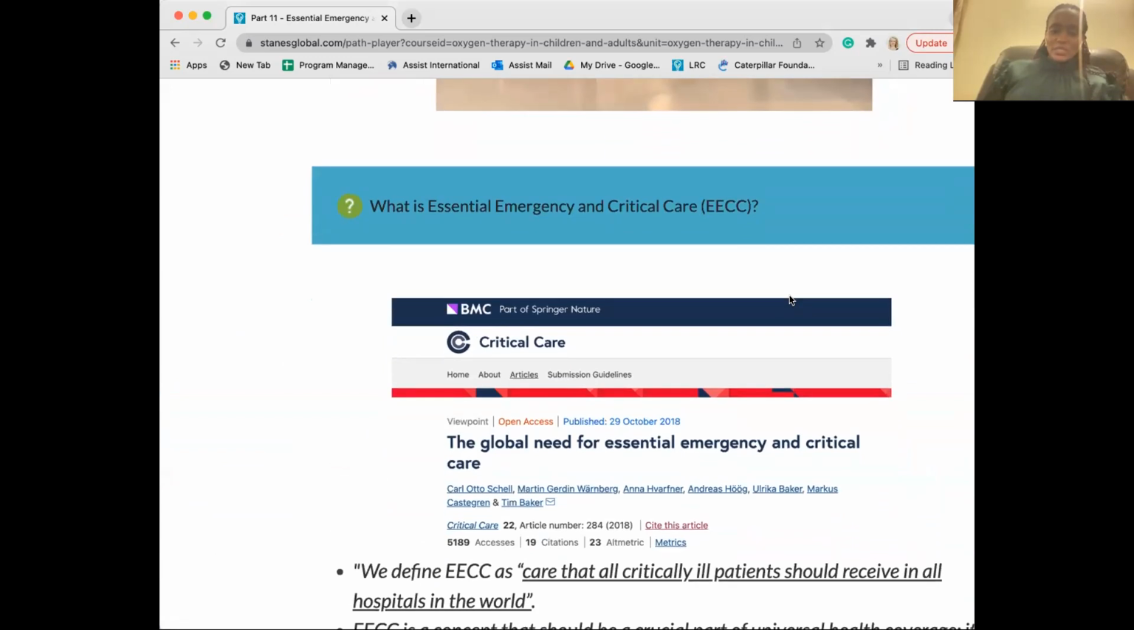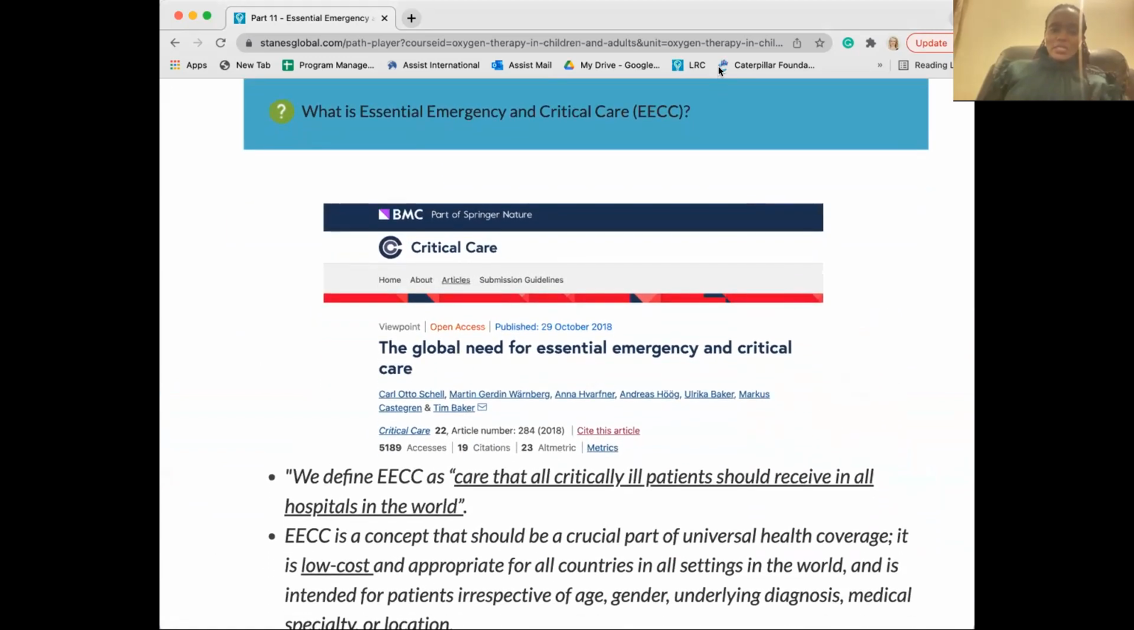So what is essential emergency and critical care? So this is something also that's in the BMC, whereby they wrote an article on figuring out the global need for essential emergency care. And they defined EECC as care that all critically ill patients should receive in all hospitals in the world. So this network is trying to standardize the critical management that should be available in even LMICs, low middle income countries, and also helping us borrow something from the West. So EECC is a concept that should be a crucial part in the universal health coverage. It is low cost and appropriate for all countries in all settings of the world.